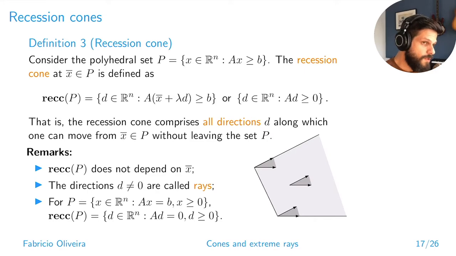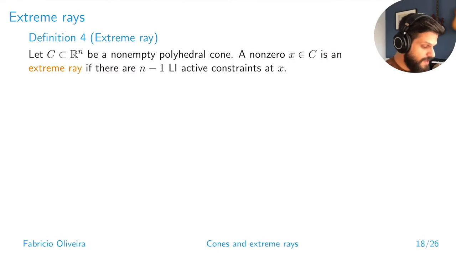And the reason why you're interested in these recession cones is because some of these rays are more important than others. So you have these rays, but you have this ray, and this is a very important ray. Oh, this ray, that is also a very important ray. And these are the ones we define as extreme rays. It sounds like the special ability of a villain or something, the extreme ray.